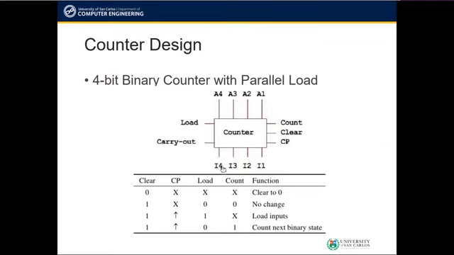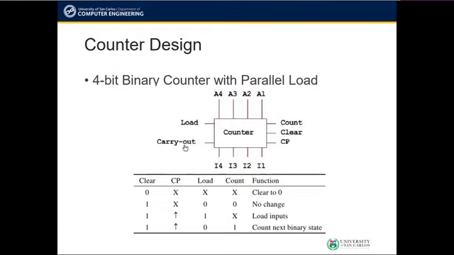The I4 down to I1 here are the parallel load inputs to the counter, where I4 is the most significant bit and I1 is the least significant bit. This is where the count that we want to set the counter to is inputted. Again, these are your parallel loads.